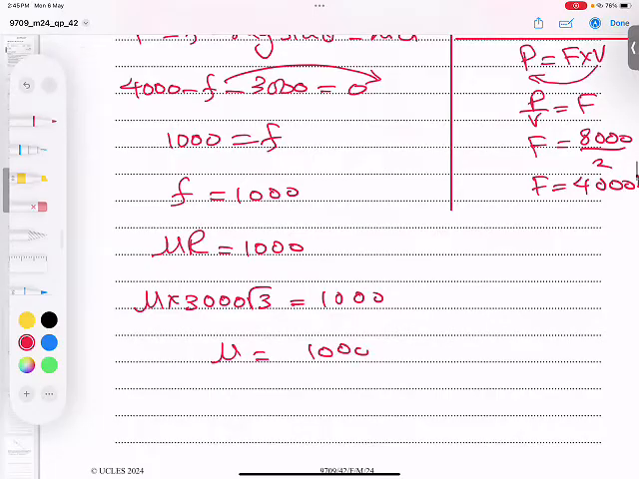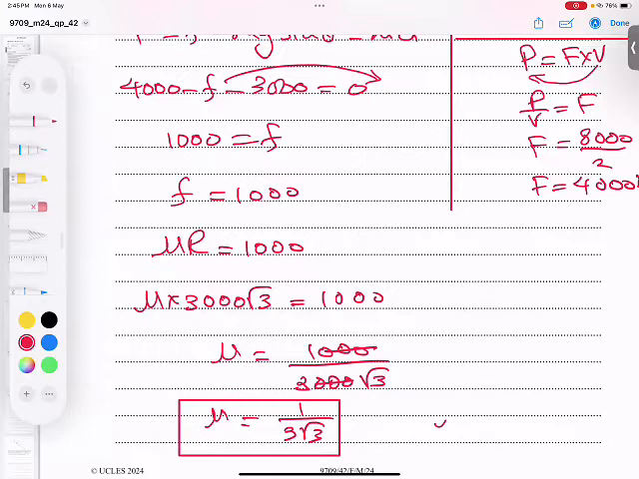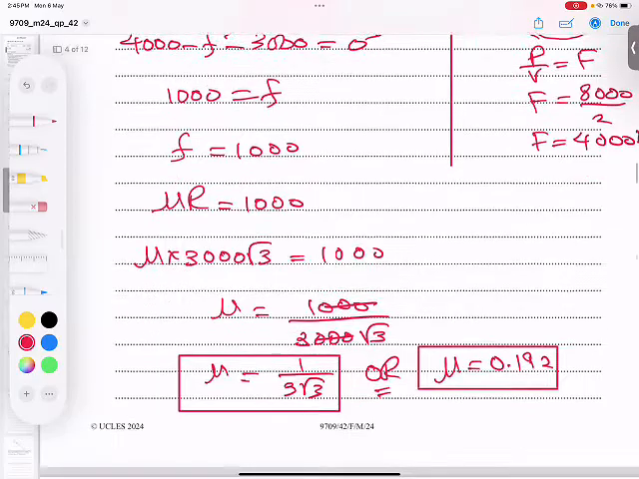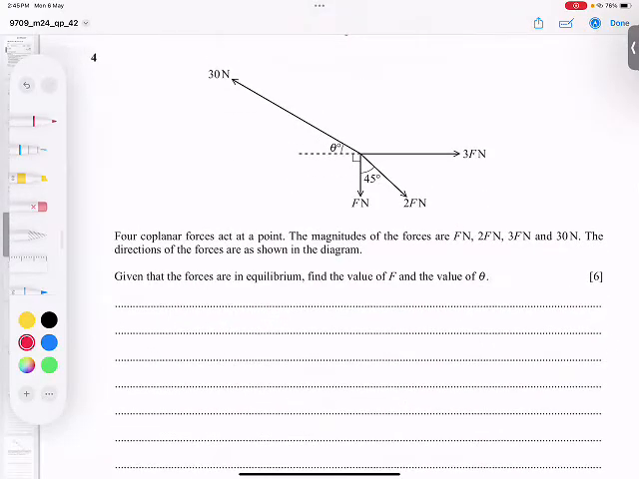If you have a question asking for the more accurate answer, 3 zeros cancel, so 1 over 3 root 3. This is my exact answer. But in this particular question, if you write it as it is, no issue at all. This is the exact answer, but he did not ask for the exact answer. Then 0.192 to 3 SF. I believe you got the point clear. So you can write any one, because he did not restrict us. Anyway, let's go to question number 4.